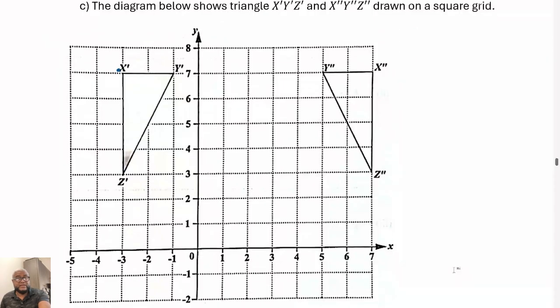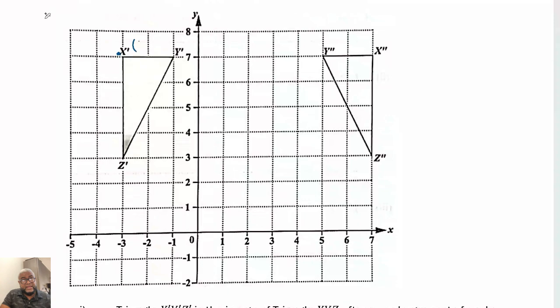Yeah. This coordinate here is -3, 7, right? This coordinate here, what is this one here? -1 on the x-axis and what on the y? 7. Right? What are the coordinates of z prime? That's this point here. -3 on the x and 3 on the y. Excellent. All right. Let's go to z double prime. What is this coordinate here? 7, 3.